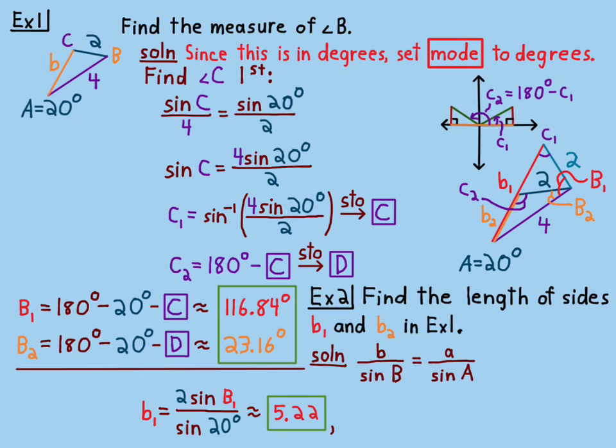So it's pretty simple. And then for b2, I just do the same thing, but I use this angle here, in here. So that would be b2, capital B2, right?